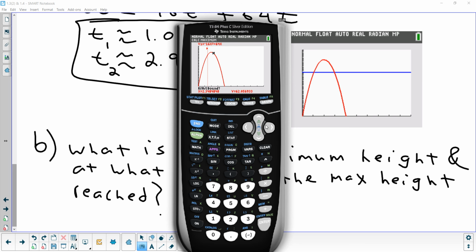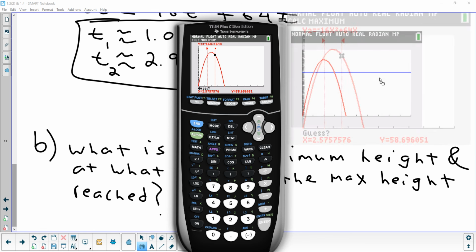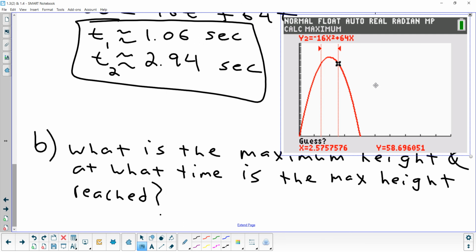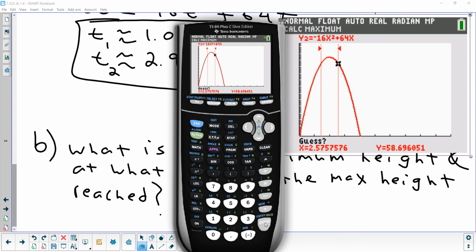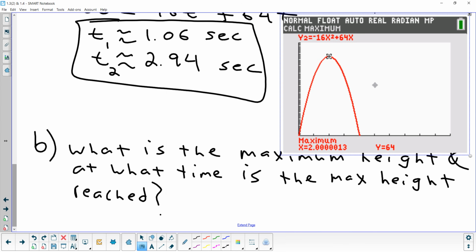Then we're going to go to the right of the maximum. Hit enter. And then the guess doesn't matter. We're just going to hit enter. But your screen should look like this before you do the guess. So these dotted lines tell it where to look for a maximum. And then we'll hit enter. And it tells us that the maximum is right there. So the highest this object goes is 64 feet.